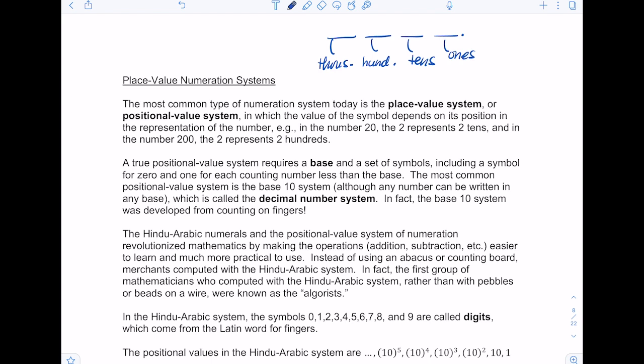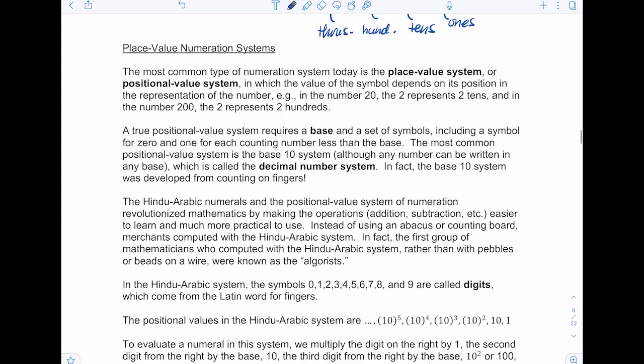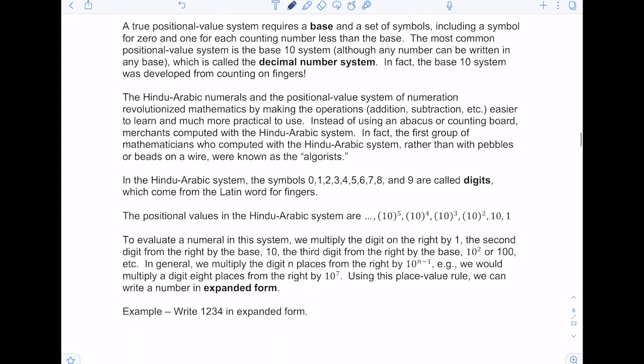So we can represent this system using what's called the decimal number system. It's the most common positional value system, and it's what we call a base 10 number system. The base 10 number system was actually developed from counting on fingers. The Hindu-Arabic numerals and the positional value system of numeration revolutionized mathematics by making the operations, which are addition, subtraction, multiplication, division, easier to learn and more practical to use.